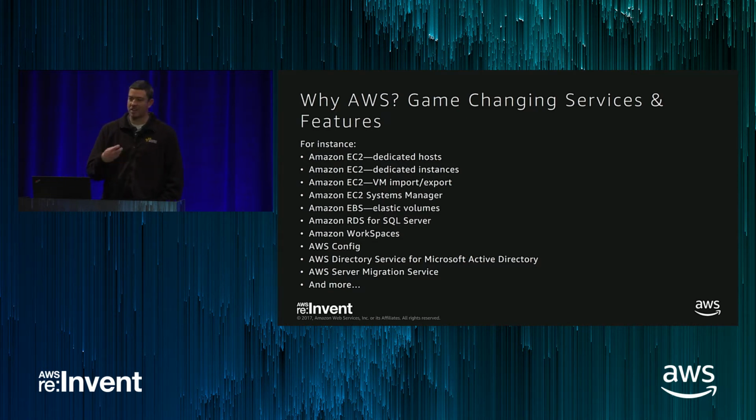What it's doing is taking those server volumes inside vCenter, replicating them to the cloud, and then registering those as AMIs. So you can then take those AMIs and launch EC2 instances off of those. And there are other services that I could mention here, but this slide is reasonably full as is.